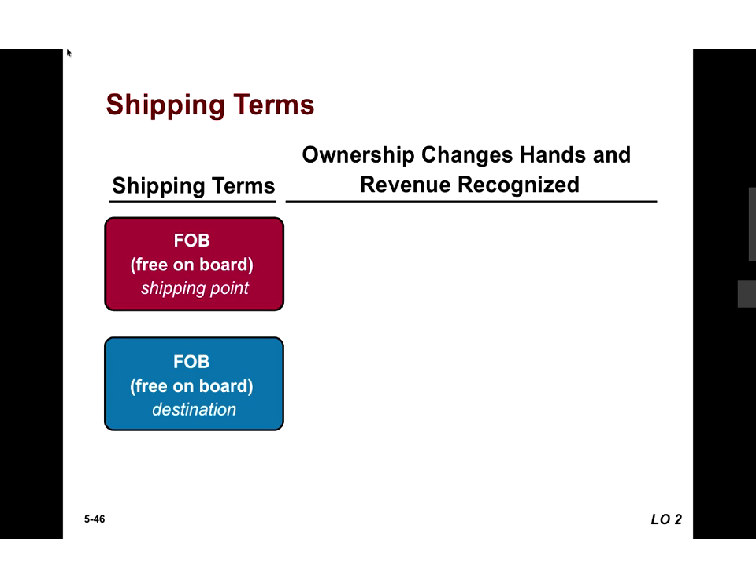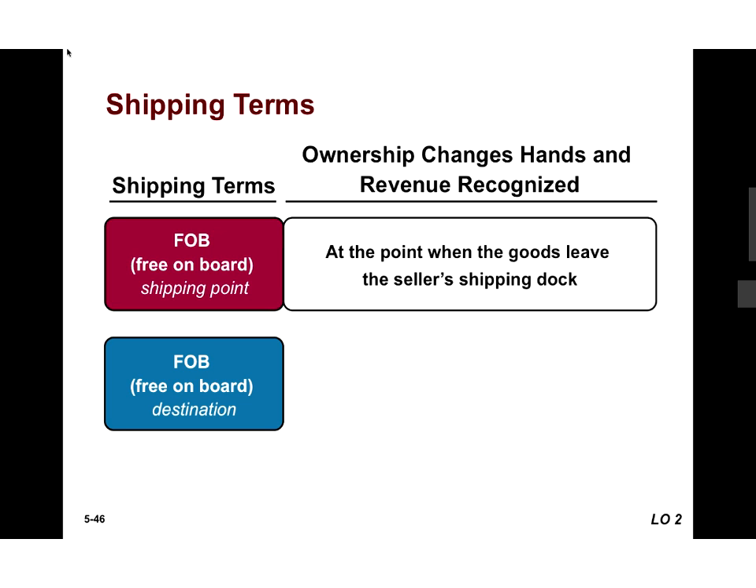Now, moving forward then, we have something called shipping terms. Shipping terms govern when title changes hands and when we recognize revenue. The first one, FOB shipping point. FOB stands for free on board, but FOB shipping point means the title transfers at the point of shipping, where it's shipped from.